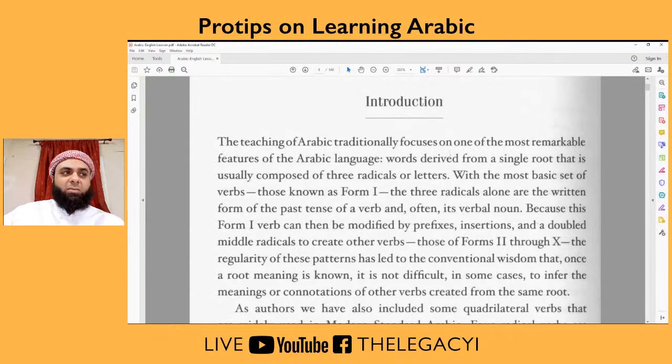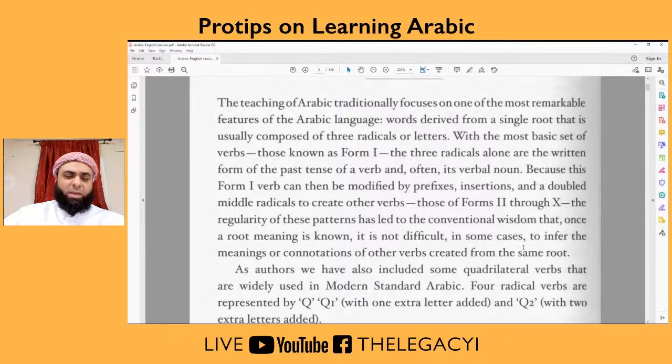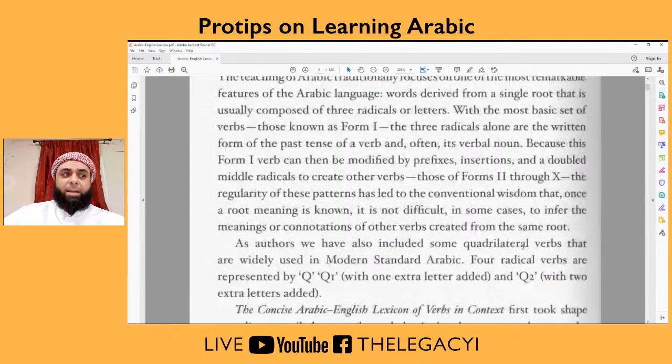So with the most basic set of verbs, those known as form one, the three radicals, meaning the three root letters, alone are the written form of the past tense of a verb, and often its verbal noun or the masdar. Because this form one verb can then be modified by prefixes, insertions, and doubled middle radicals to create other verbs, those are forms 2 through 10, the regularity of these patterns has led to the conventional wisdom that once a root meaning is known, it is not difficult in some cases to infer the meanings or connotations of other verbs created from the same root.